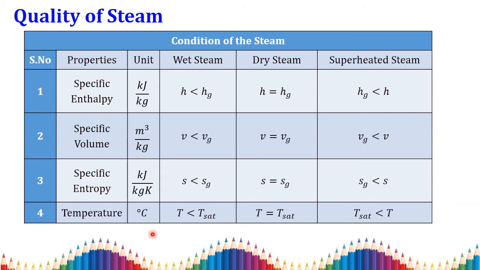Coming to temperature, we should say it is the saturation temperature. We all know what saturation temperature is: at this point the phase change will occur. If the given temperature is lesser than the saturation temperature, the steam will be wet steam. If the given temperature is equal to the saturation temperature, then it is dry steam. If the saturation temperature is lesser than the given temperature, then the state of the steam is superheated steam.